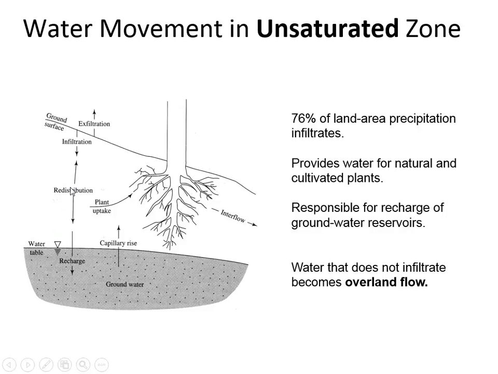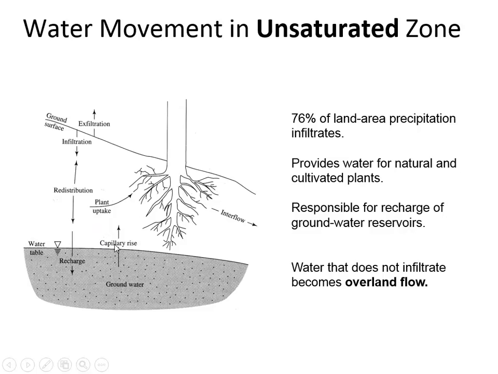Redistribution is just movement back and forth between the saturated zone and the unsaturated zone. This is water movement in the unsaturated zone, so what we're talking about is this zone in which there are some voids in the soil.